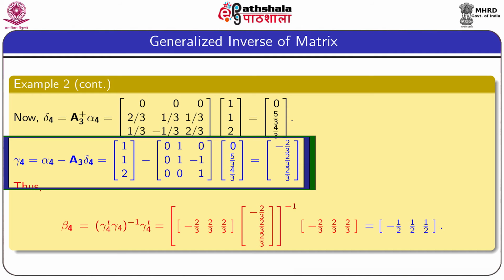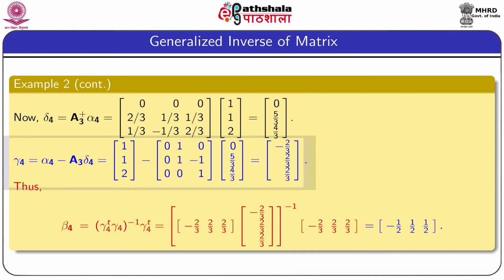and the vector gamma 4 equal to alpha 4 minus A3 delta 4, which is equal to minus 2 by 3, 2 by 3, 2 by 3, a column vector. Finally, beta 4 equal to inverse of gamma 4 transpose into gamma 4 transpose. After simplification, this row vector becomes minus half, half, half.